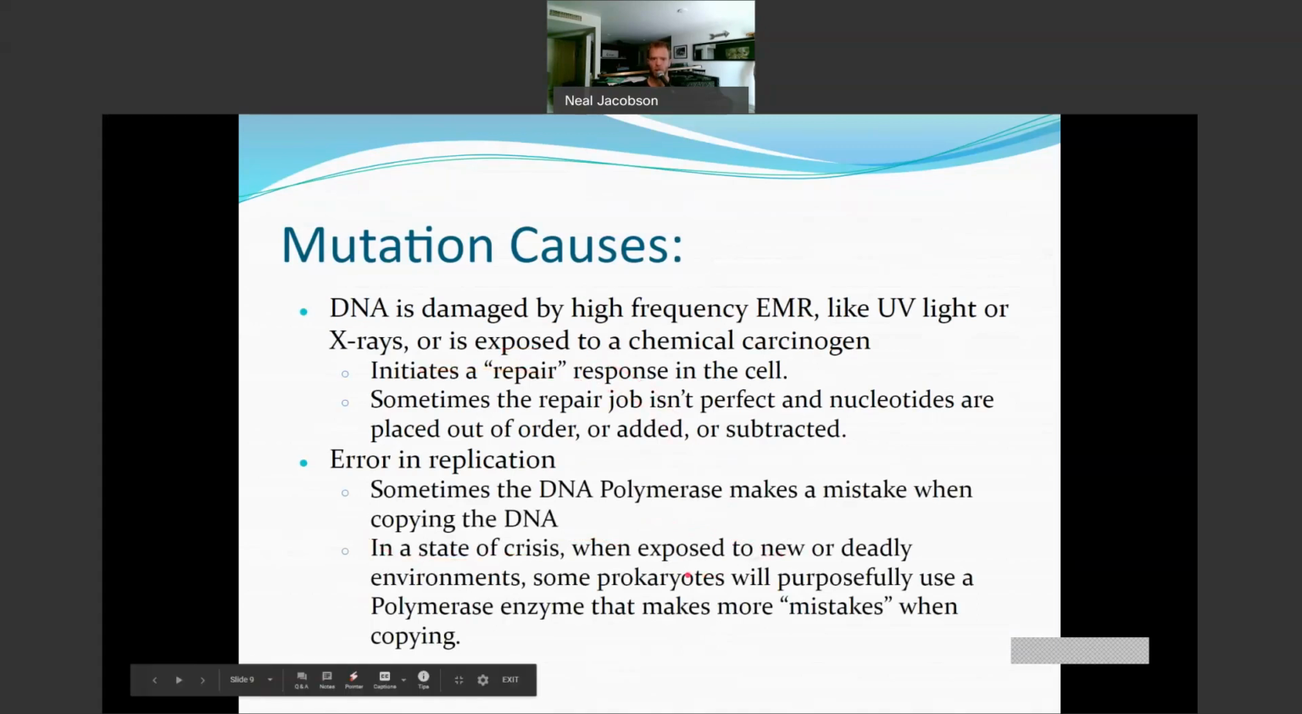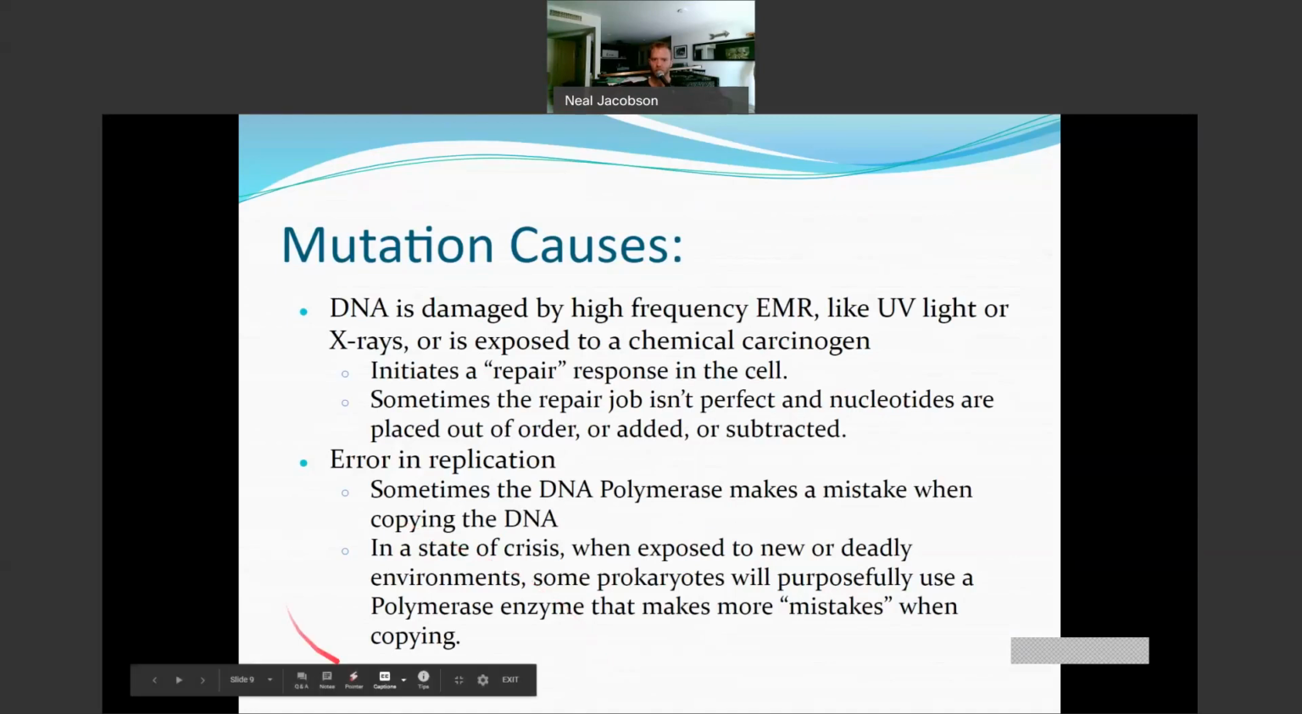Prokaryotes, though, in a state of crisis. So when prokaryotes are exposed to deadly environments, or you put them somewhere that they're not used to, some prokaryotes will actually change what polymerase they're using, and they'll start using a polymerase that on purpose makes more mistakes. It's just not as accurate. It's like a crappy copy machine.